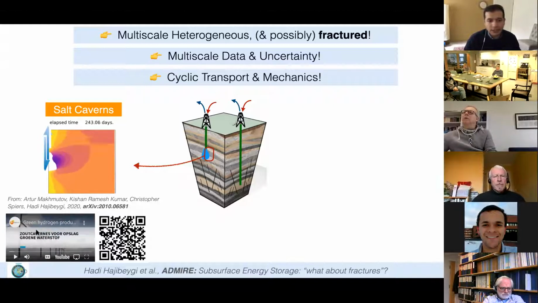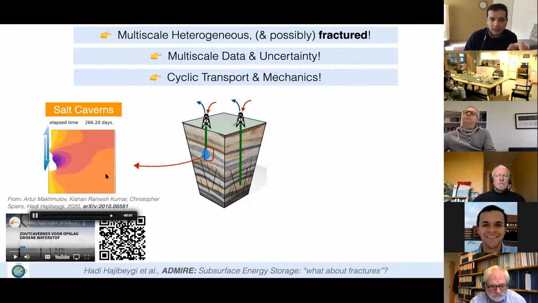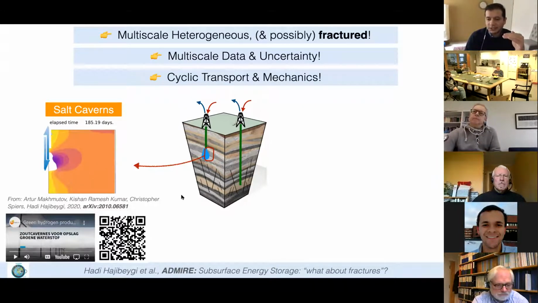And this is the 4-minute video I recently created to show the public what the mechanism of this storage really looks like. What you are seeing here is that the salt layer is deforming time dependently. It has creep, it has viscoplasticity involved.